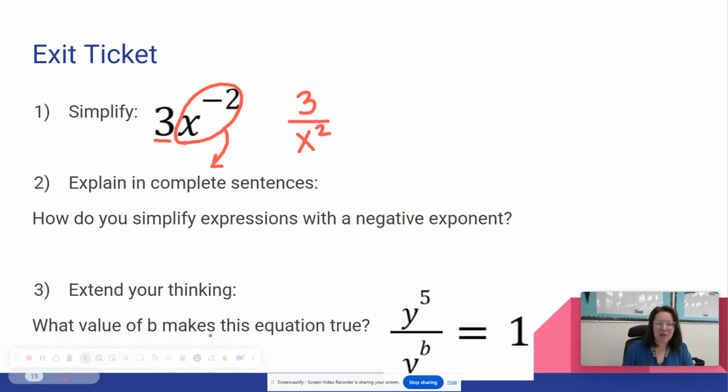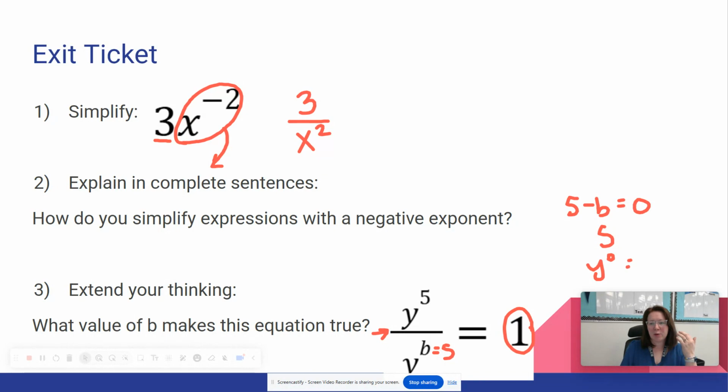Extend your thinking. What value of b makes this equation true? Okay, somehow we have to make it equal 1. Well, what's the exponent that makes things all just magically turn into 1? 0 is that exponent. So we've got divide means we're going to subtract: 5 minus what equals 0? 5 minus b. 5 minus what equals 0? Well, 5 minus 5. So we know that b equals 5 because 5 minus 5 is 0. Well, y to the 0 power means write the letter y 0 times, so we have the number 1.